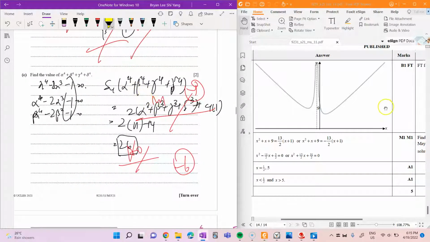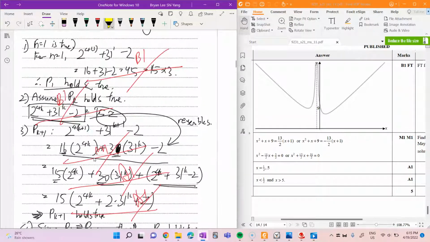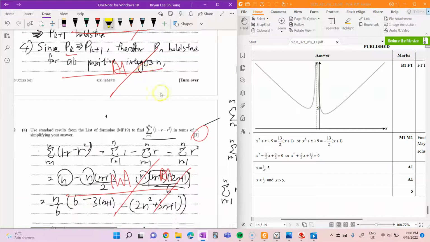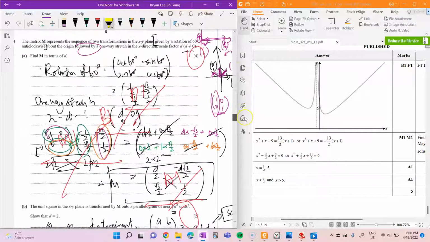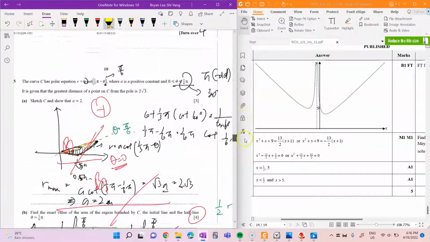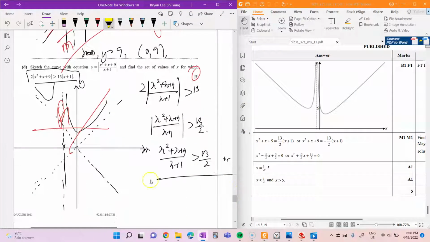But luckily they have the M1 marks over here, because otherwise, as I've heard from my seniors or even my teachers, in older times, if you did one step wrong, the marks for the whole question would be gone. So this exam board is already considered to be very, very lenient. Yeah, younger generation definitely very blissful.